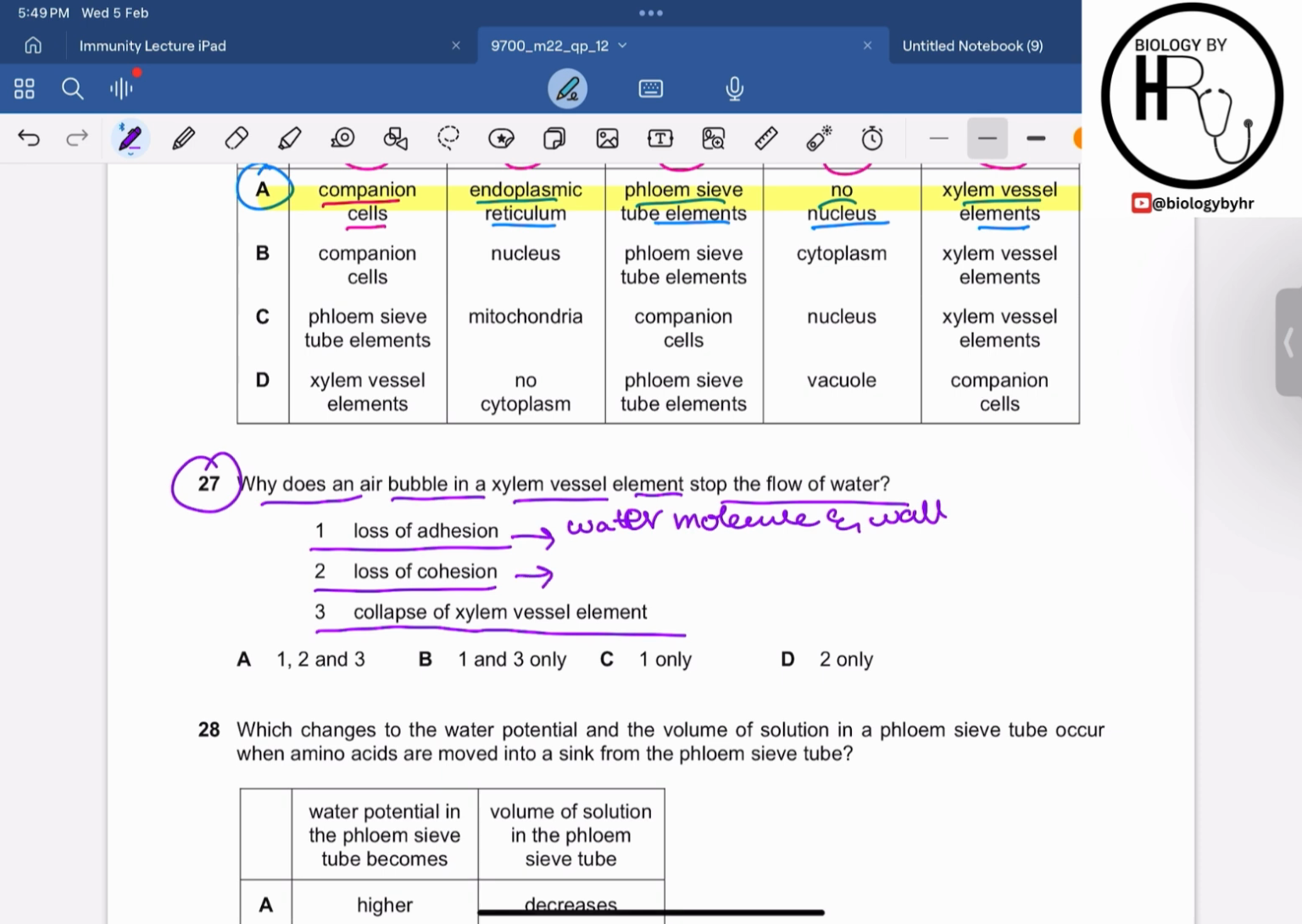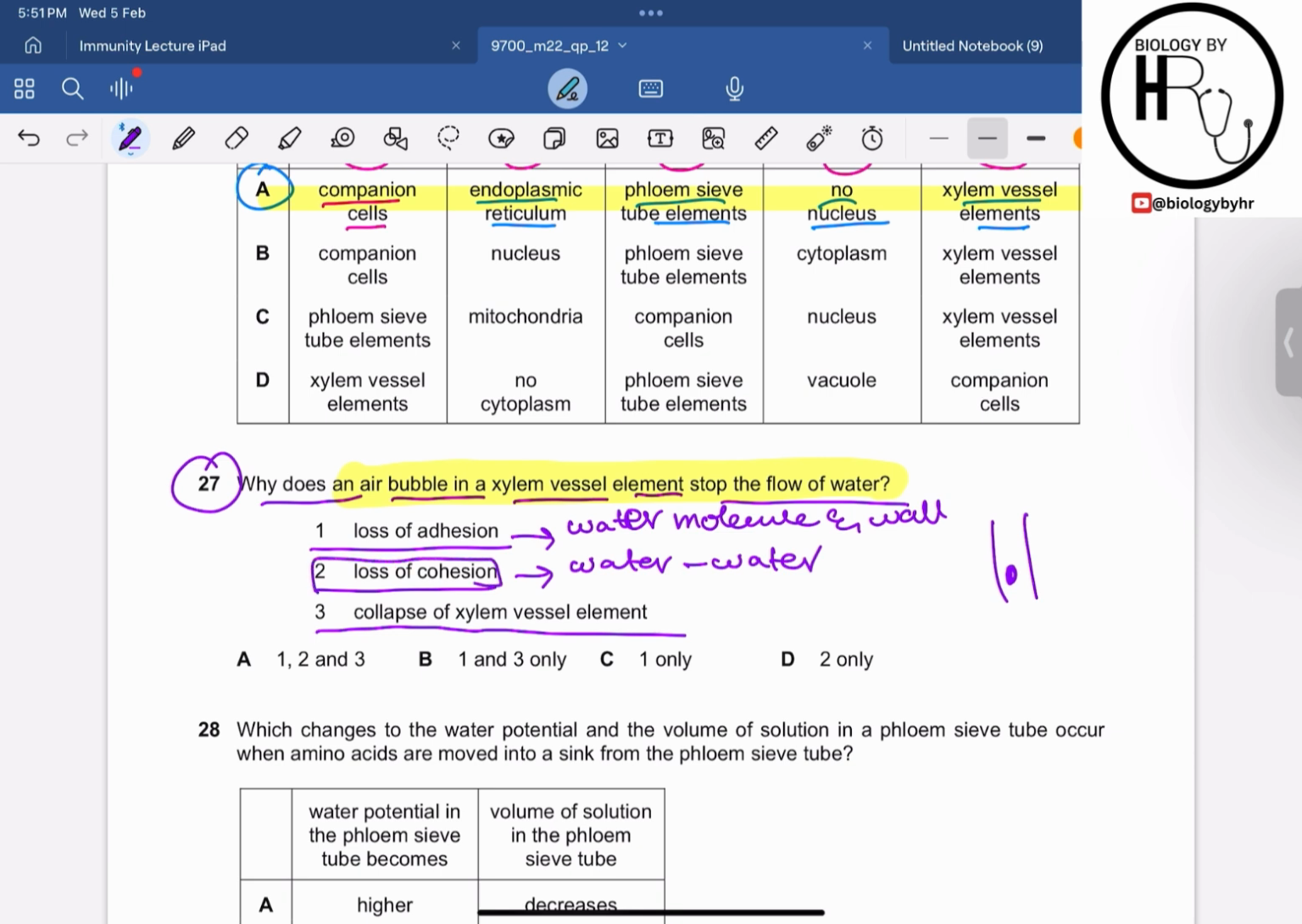Loss of cohesion is basically between the water molecules, water to water. Now we must understand what is basically stopping the flow of the water if the air bubble is in the xylem vessel element. Which factors are causing this? The presence of the air bubble in the xylem vessel stops the water flow mainly because of the loss of cohesion between the water molecules.